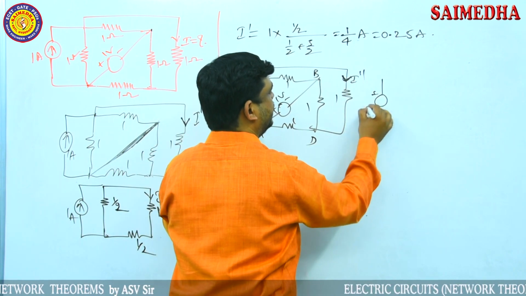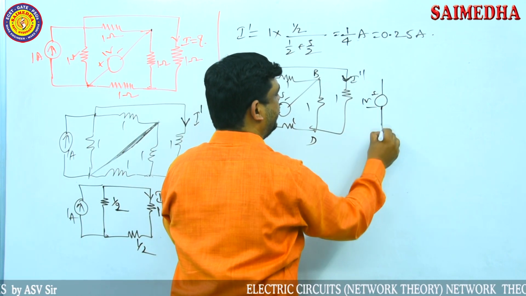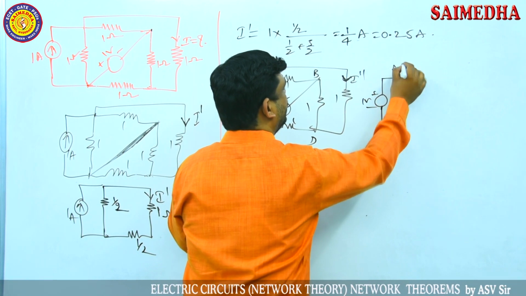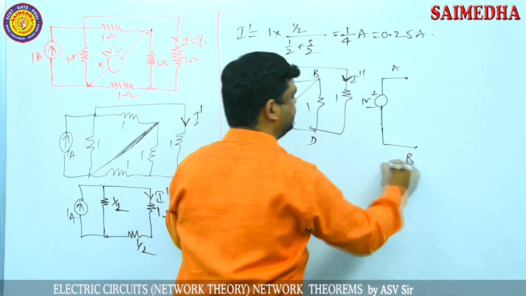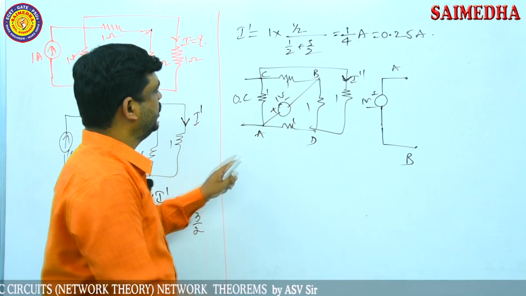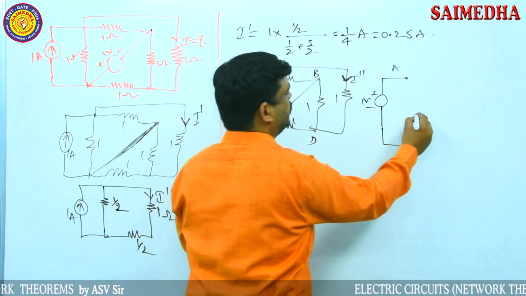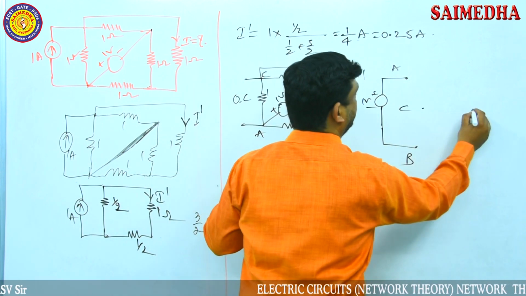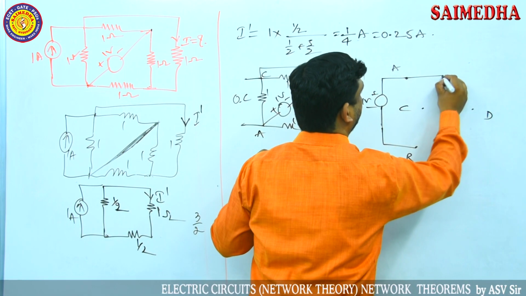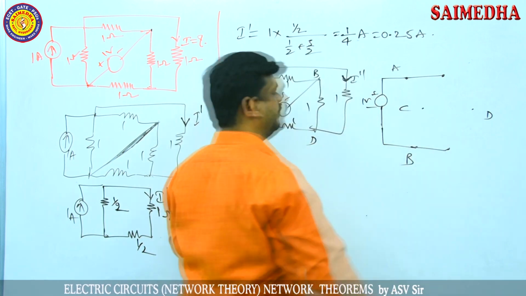In between A and B, one voltage source is connected. So I am taking A node here and B node here. In between A and B, one voltage source is connected. And in between, again, other nodes are there. Those nodes are C and D. So here I am taking A and here I am taking B.